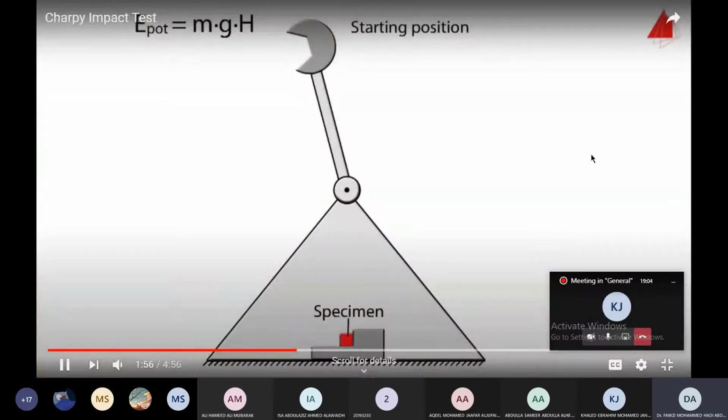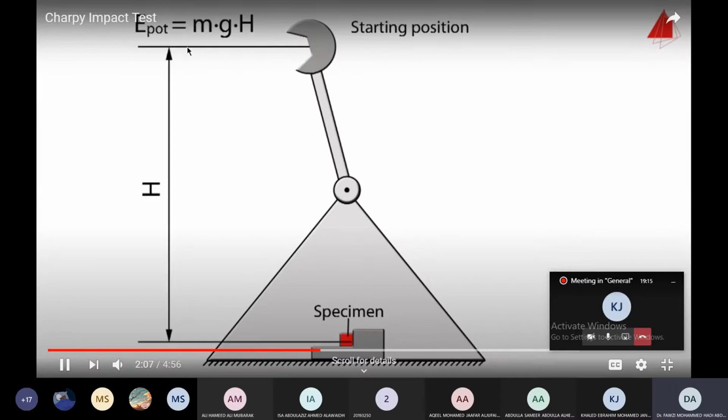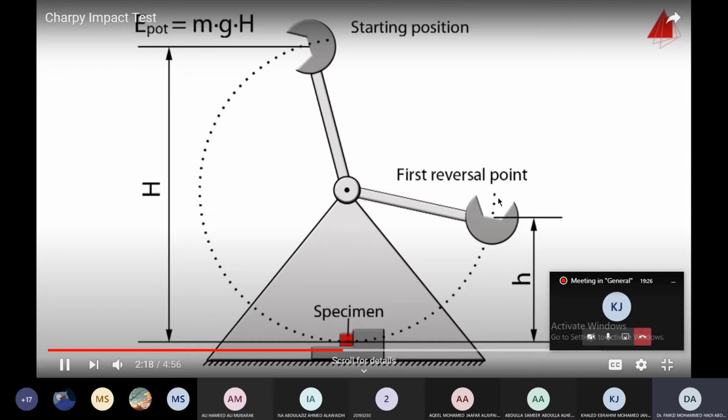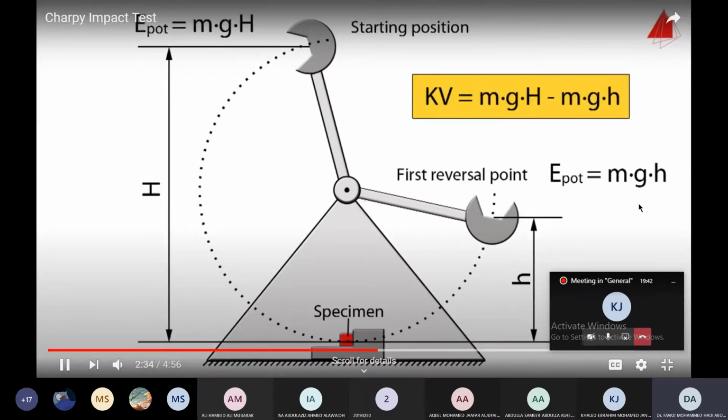It will show now. Here is the main principle of the measurement. In its starting position, the pendulum only has potential energy. It is given by mass of the hammer m times gravitational acceleration g times starting height capital H. After the pendulum has been released, the hammer moves downwards, hits the specimen, and then only swings to height small h. Exactly at the first reversal point, the pendulum again only has potential energy, which is m times g times small h. The energy that has been absorbed by the specimen is called notch impact energy, kV.